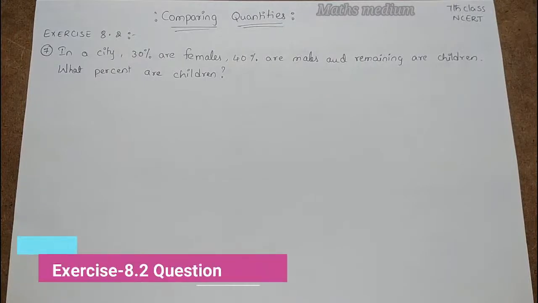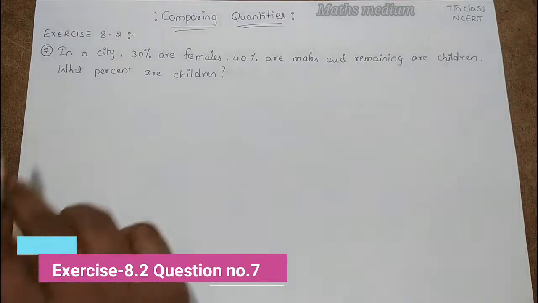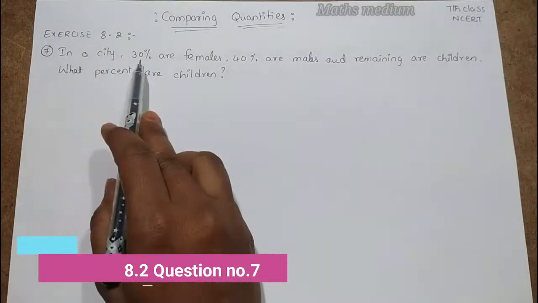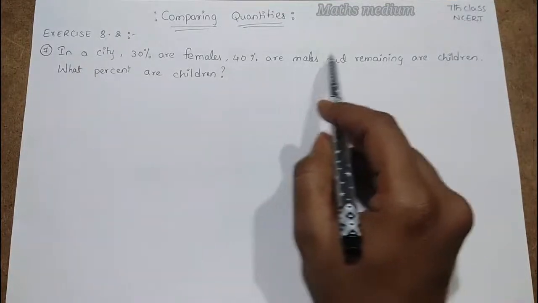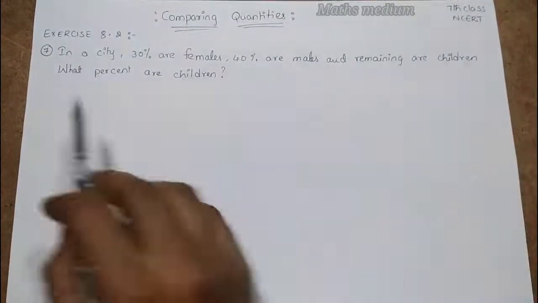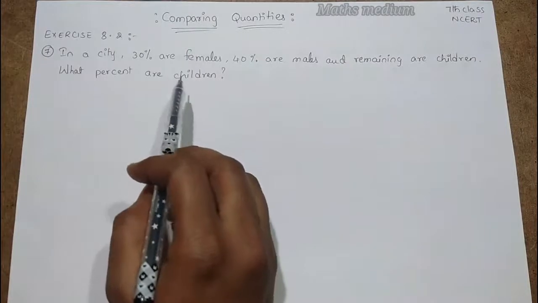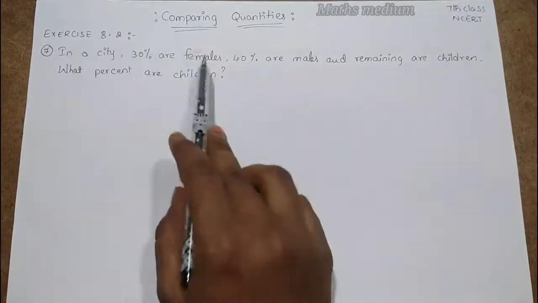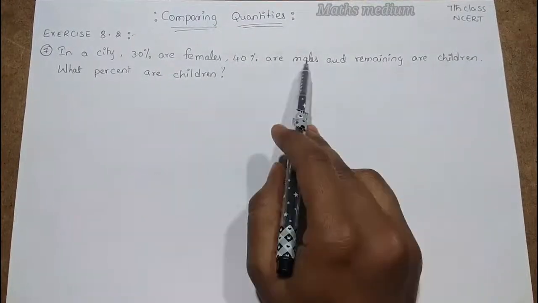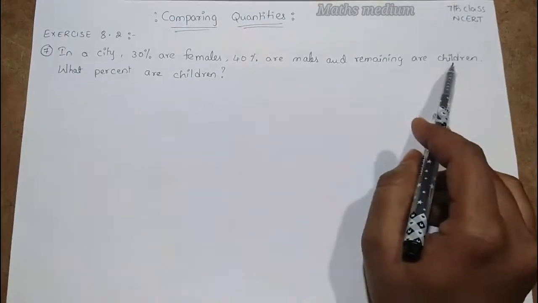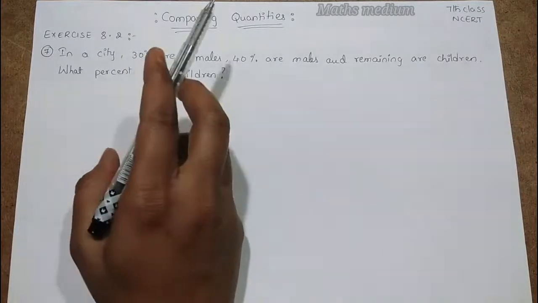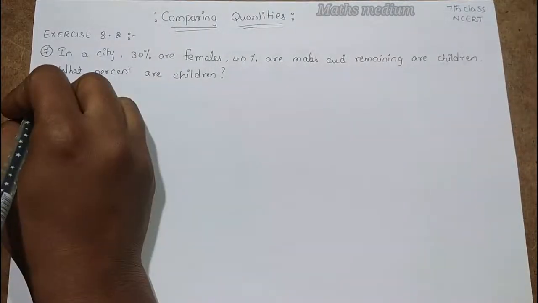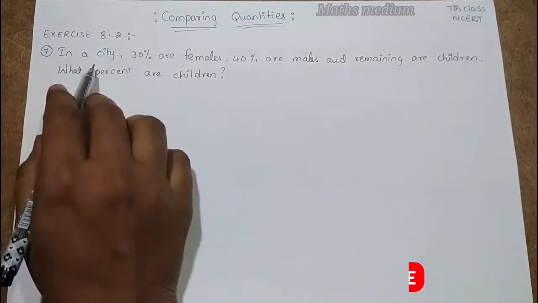Today I came with exercise 8.2 from Comparing Quantities 7th class NCERT. Question number 7. In a city, 30% are females, 40% are males and remaining are children. What percent are children? So here in a city 30% females are there, 40% males are there, but remaining are children. So we know one thing, that is percentages are with 100 only. So by using that formula we can solve this question easily.